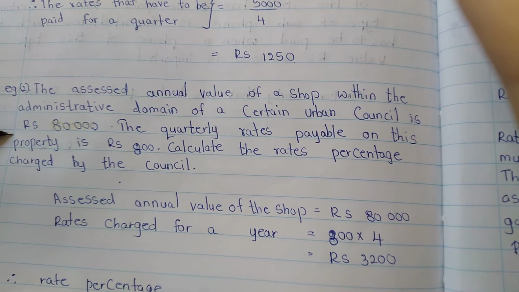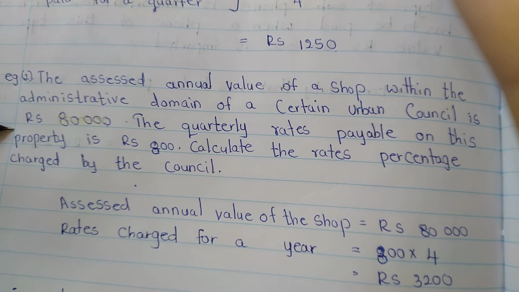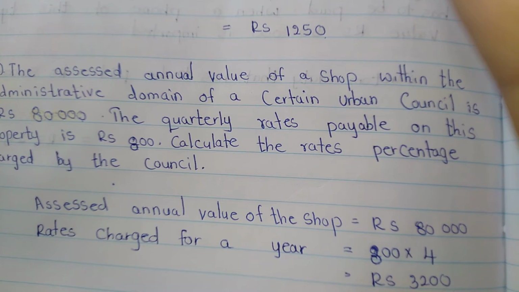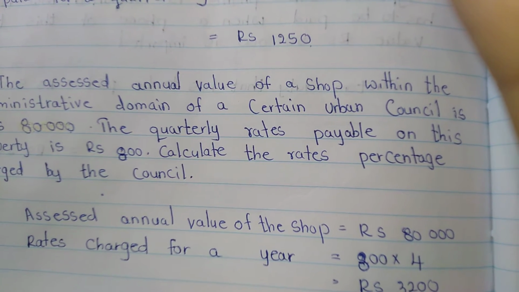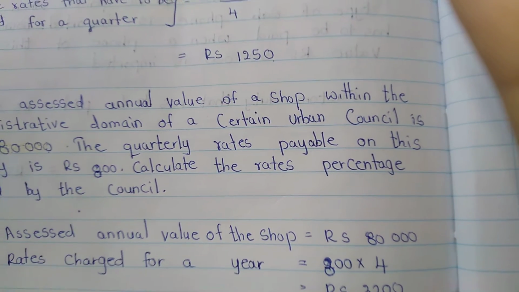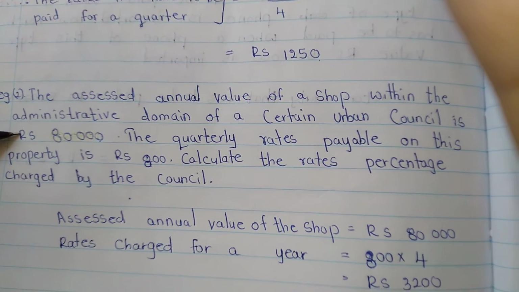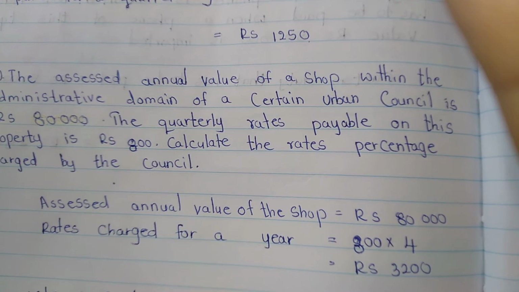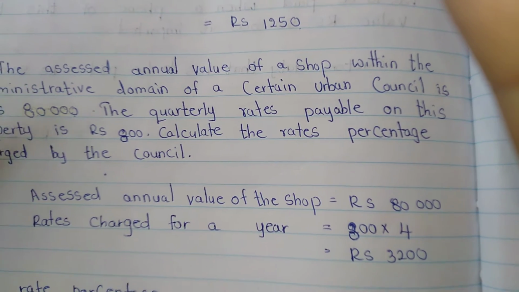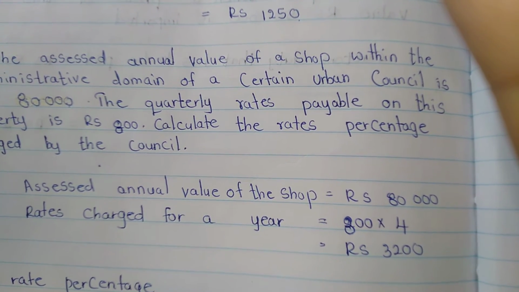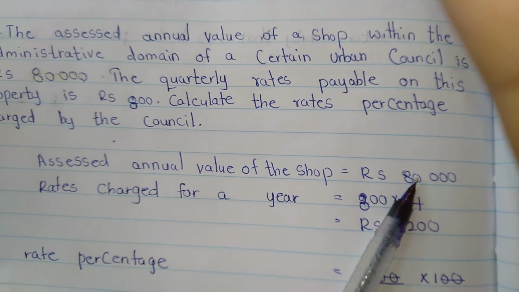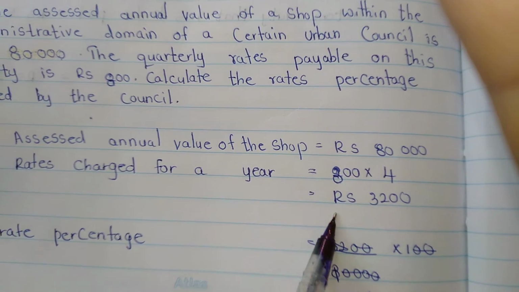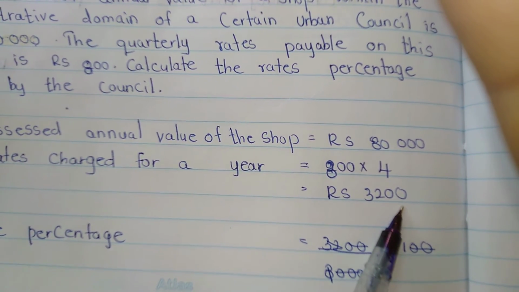The assessed annual value of a shop within the administrative domain of a certain urban council is 80,000 rupees. The quarterly rates payable on this property is 800 rupees. Calculate the rates percentage charged by the council. Assessed annual value of the shop has given 80,000 rupees. Rates charged for a year equal 800 multiplied by 4. Then annual amount is 3200 rupees.